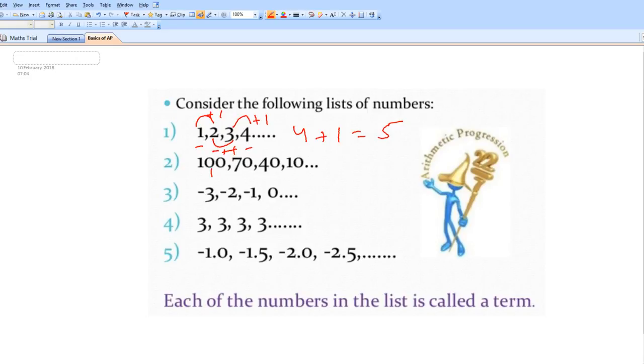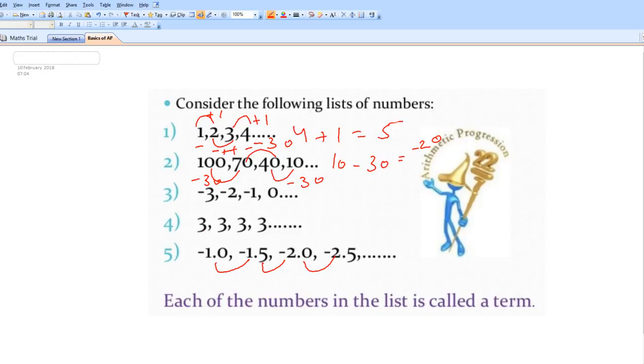Let's see the second series. In this series, if I subtract 30 from the first number, I get the second number. If I subtract 30 again from the second number, I get the third number. And if I subtract 30 again, I get the fourth number. Again, similarly to the first series, on the basis of this information, I can predict the fifth number as 10 minus 30, which is equal to minus 20. So this is the basic definition of an AP. An AP is a series in which each two sequential numbers have a fixed difference between them. The difference can be positive, the difference can be negative, but the difference is of a fixed value. Alright?